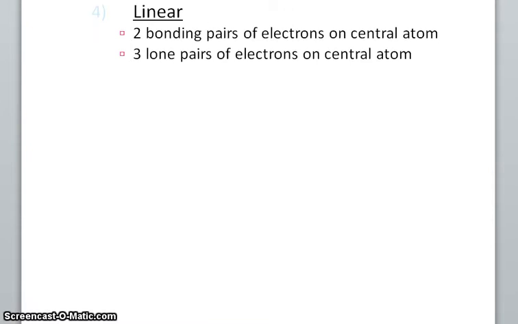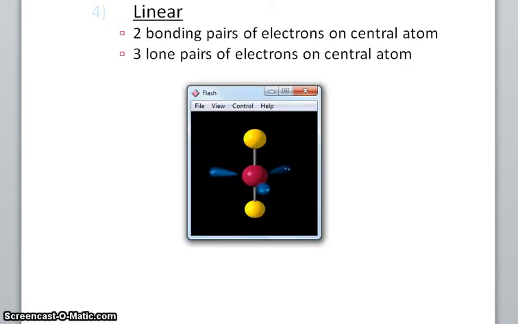We can remove 1 more bonding pair of electrons and replace it with a lone pair of electrons in our trigonal bipyramidal electron geometry. And when we do that, that will give us a molecular geometry that's linear. So here's our model of a linear molecular geometry. Notice that there are 5 pairs of electrons around the central atom. That gives us the trigonal bipyramidal electron geometry. But in this particular shape, 3 lone pairs of electrons and 2 bonding pairs of electrons are going to give us a molecular geometry which is referred to as linear. And when we look, all of the atoms are in a line.